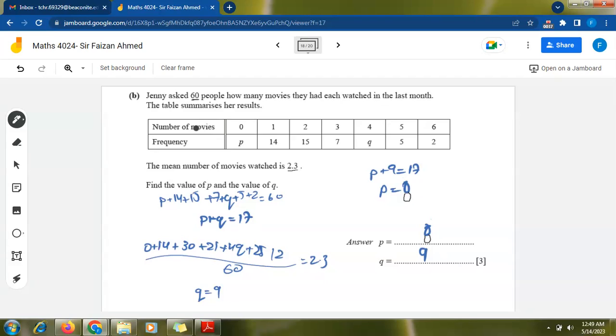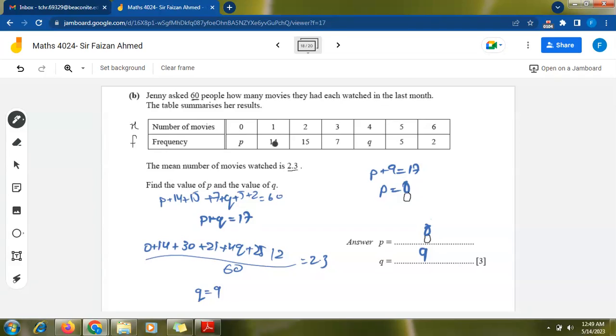In the table, the number of movies are from 0 to 6: 0, 1, 2, 3, 4, 5, 6. 0 movies has been watched by P people. Since this is the column of frequency, we will just write F, and this column is X. So the number of movies 0 is watched by P people. We don't know the value of P. We have to find the value of P.